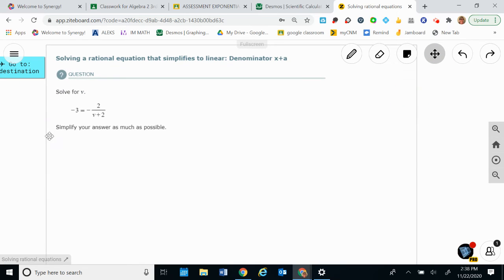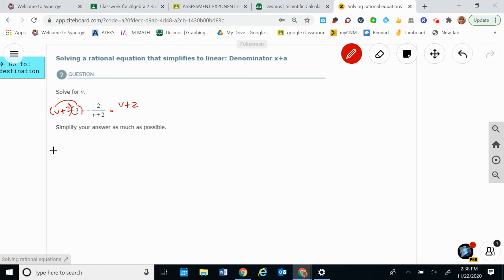Here's where you're going to multiply by the least common denominator again. So we're going to multiply both sides by v plus 2. Put it in parentheses. It must be in parentheses. That's not right. Hang on. Do you see how that says minus 3? We need it to multiply, so we need to put that in parentheses.